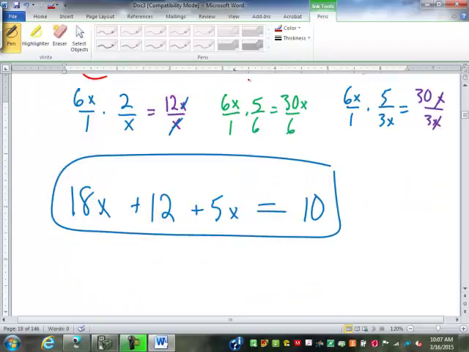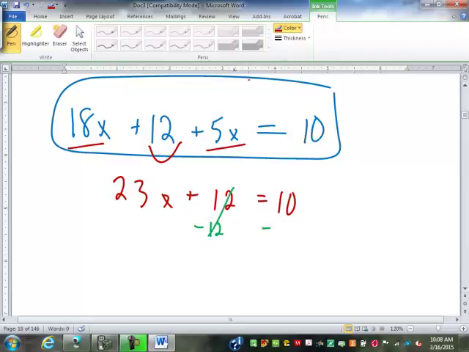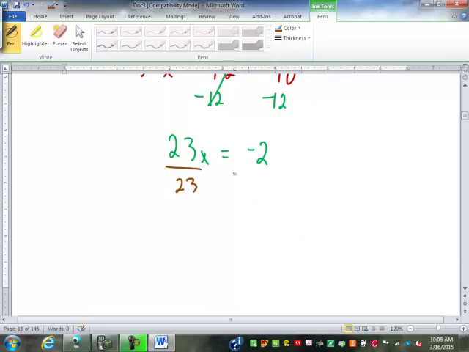So what do I do with this one? So 18x and 5x make 23x. We still have the plus 12 equals 10. And then subtract 12. 23x equals a negative 2 and divided by 23. x equals a negative 2 over 23.